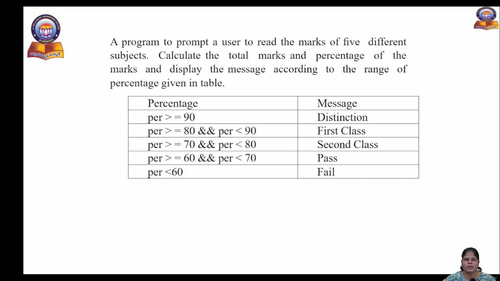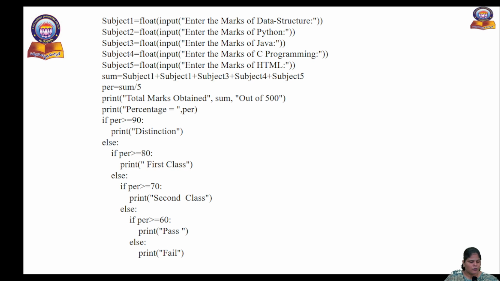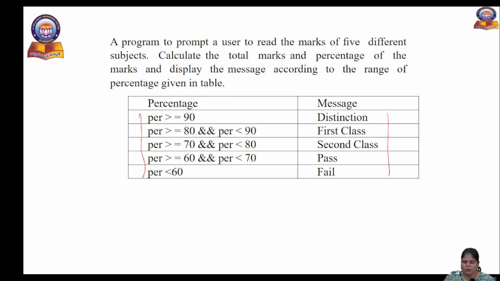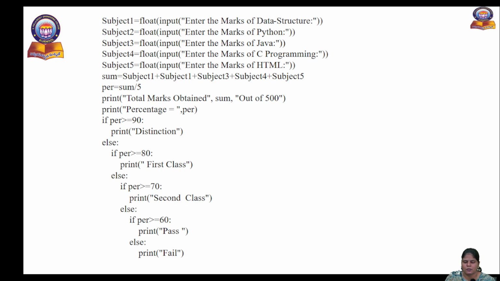Consider this problem: a programmer has to prompt a user to read the marks of 5 different subjects, calculate the total marks and the percentage of the marks, and display the message according to the range of the percentage given in the table. So he has to read all these marks and print the result based upon these percentages, right?